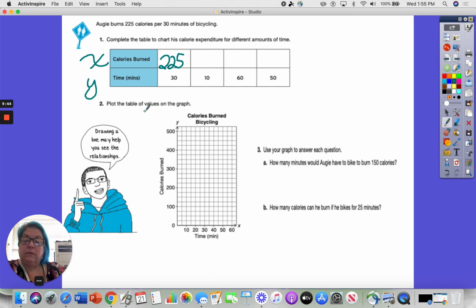Oh, I don't like that. They did not put that in order. They changed that. Oh, that's a bad math table. This is your X, this is your Y, and they should never do that. But we'll argue with the book later.